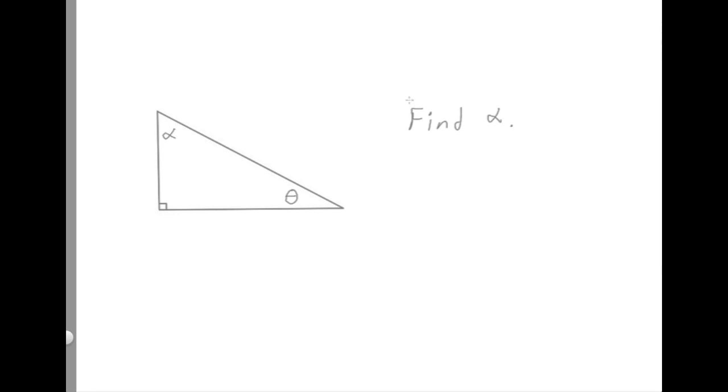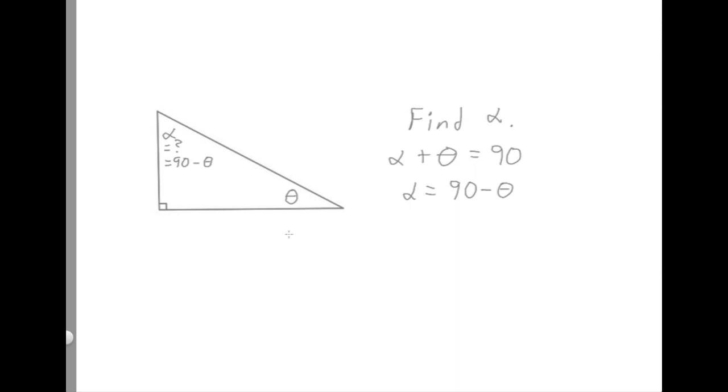Try this problem. So here the question is asking us for alpha. We should build that into our sketch. And we use the idea that since this is a right triangle, alpha plus theta should equal 90. Now I need to solve for alpha, so I'll subtract theta from both sides. So if we subtract theta from both sides, we get that alpha equals 90 minus theta. So we know that this angle is 90 minus theta.